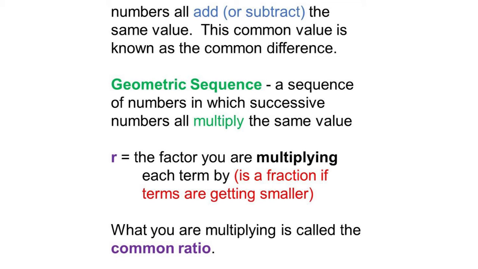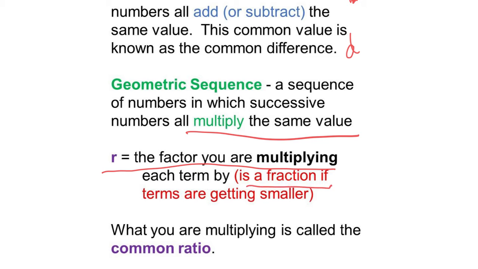Okay. An arithmetic sequence you've already had is a sequence where the numbers are added or subtracted, which is basically adding a negative. The common value is known as a common difference, and we use the variable d. Geometric sequence is when you multiply by the same value. R is the factor you're multiplying each term.